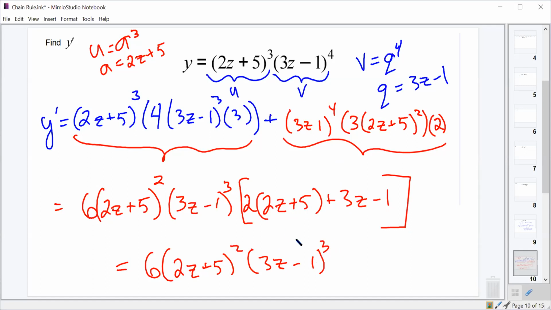And what is left inside those brackets there? 2 times the 2z is 4z, plus the 3z is 7z, and plus 10 minus 1 is plus 9. Everybody good with that?